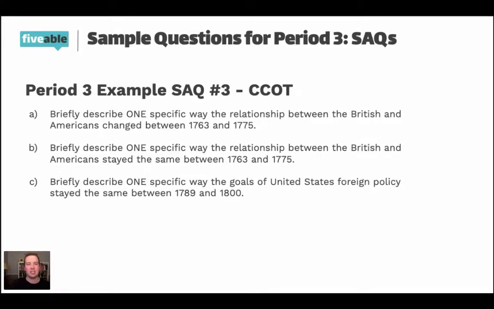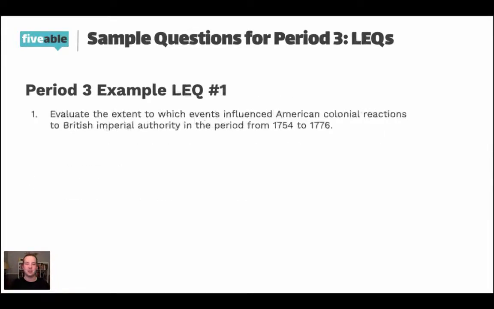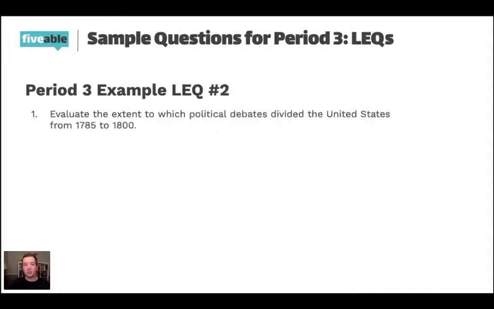So an example of change in continuity over time, questions that you can potentially answer. A long essay question that could be about this: evaluate the extent to which events influenced American colonial reactions to British imperial authority. So again, a causation question, but also a little bit of a CCOT. How are American colonists reacting to British imperial authority from the beginning of the 7 Years' War up until the Declaration of Independence? That's an option.